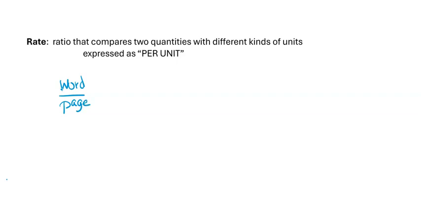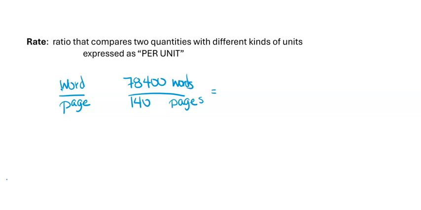Now, I see that there were 78,400 words, so I'm going to write that on the numerator. And I'm going to write how many pages there were on the denominator, 140 pages. And then all I have to do is simply reduce. And reducing is just dividing.